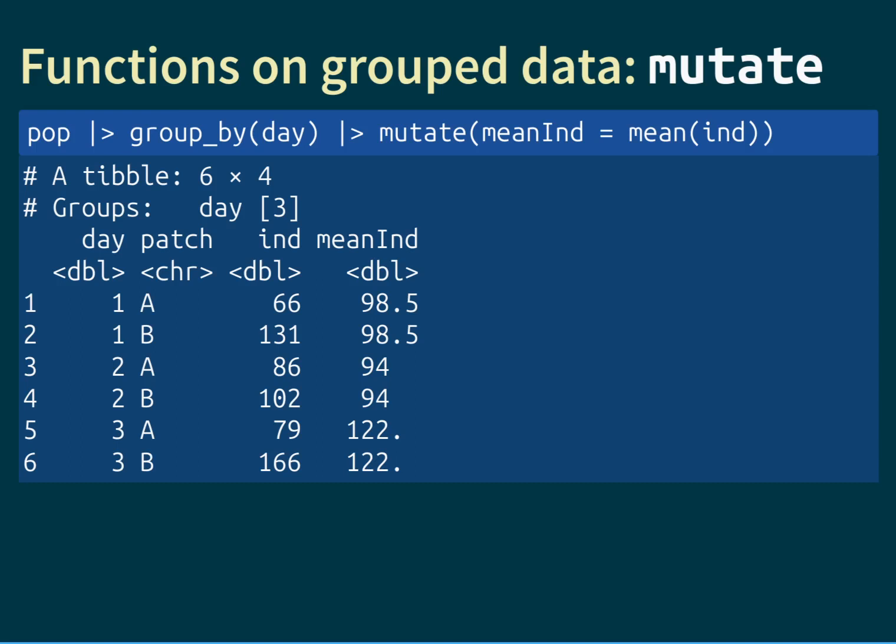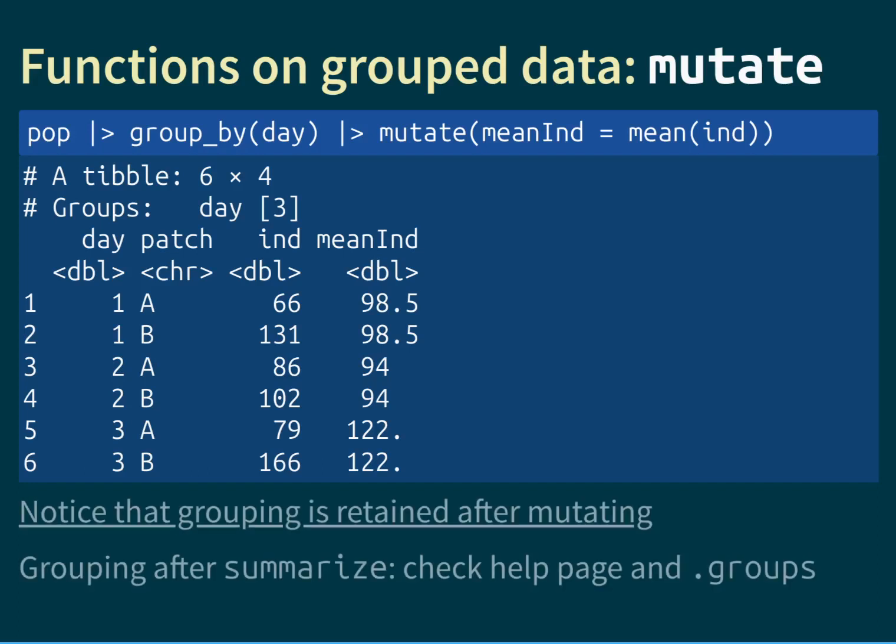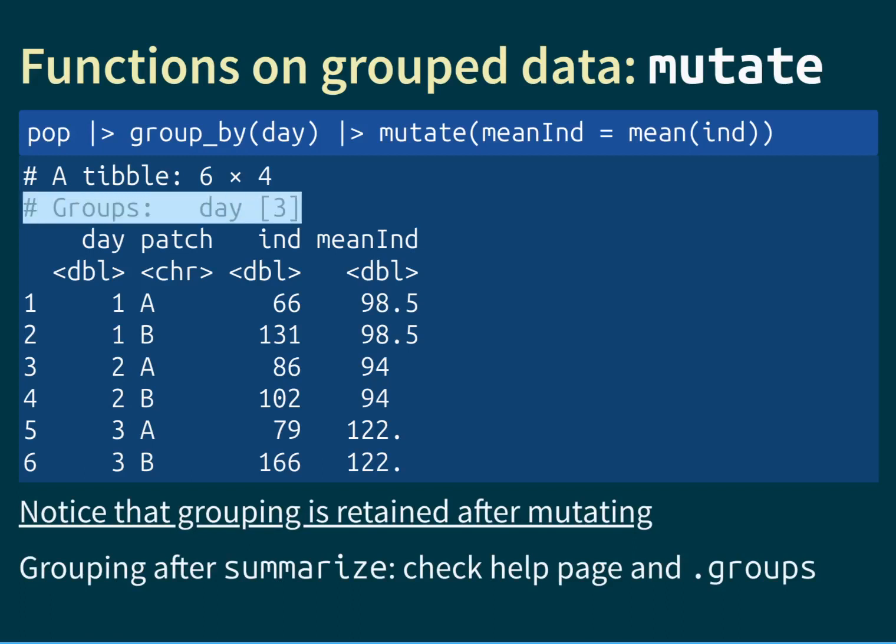One thing to note though is that the grouping information is retained after we finish mutating. And you can see that here in this little comment. You can see that the data are still grouped by day and that there are 3 different groups. Well, of course, day 1, 2, and 3, so those belong to different groups. In other words, after mutating, the grouping information doesn't go away, it's still there. And that is important to keep in mind because it can modify what subsequent operations do to the data.